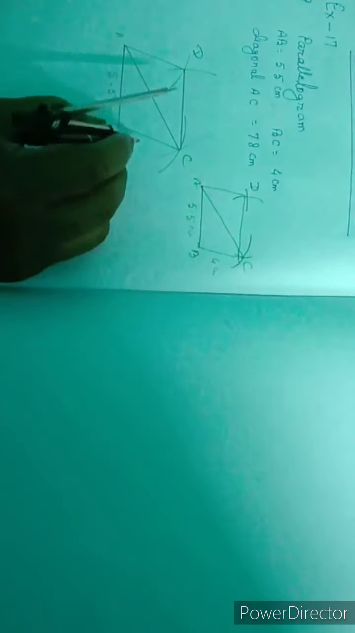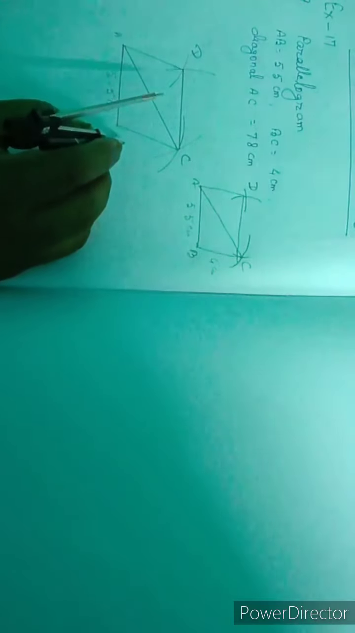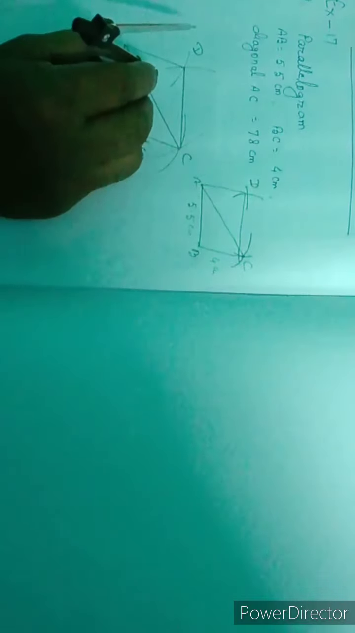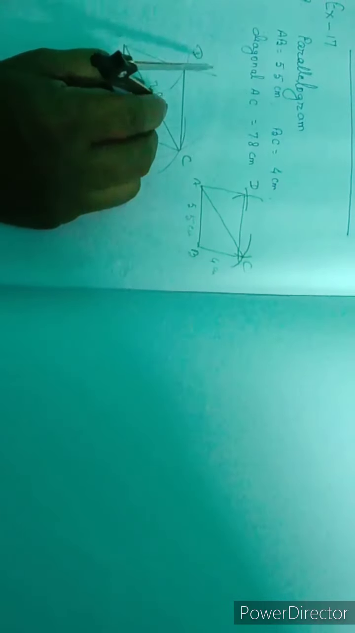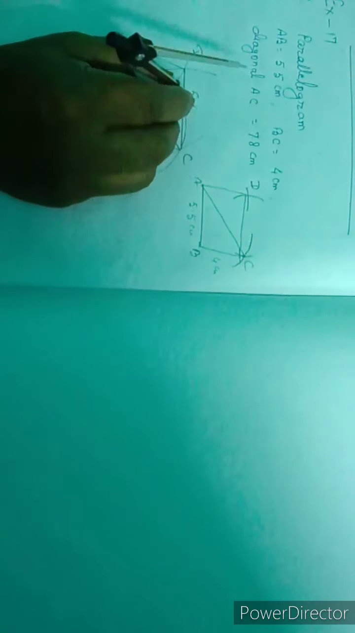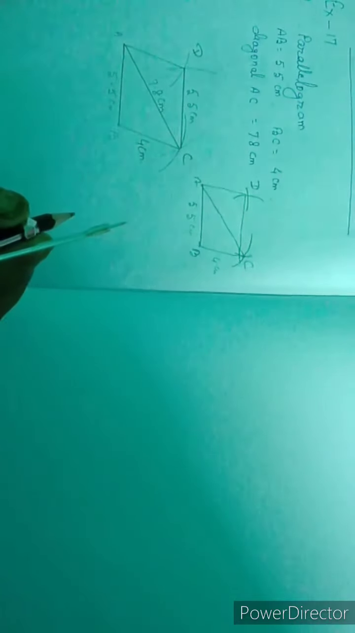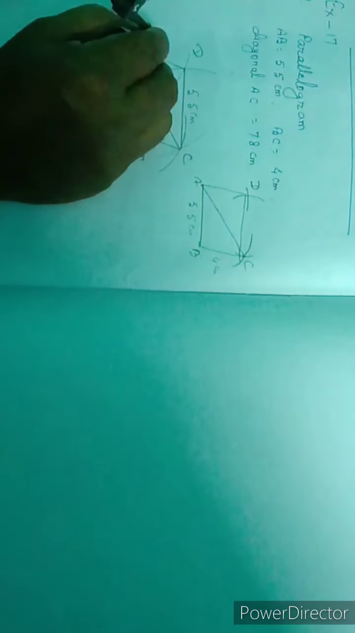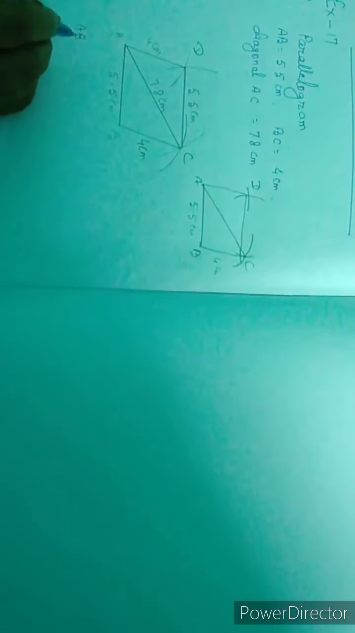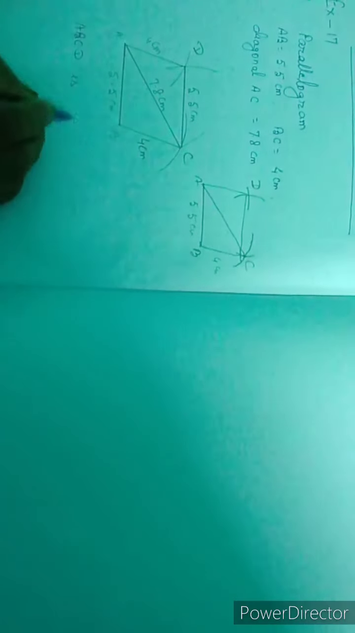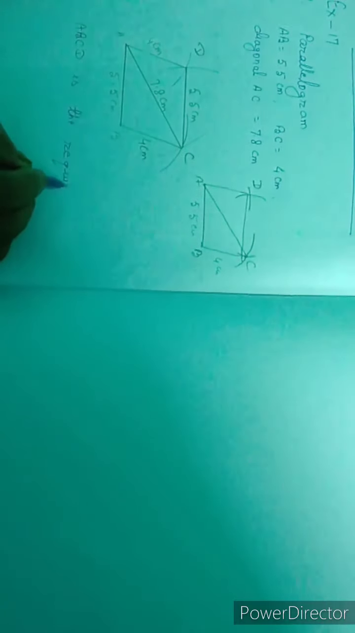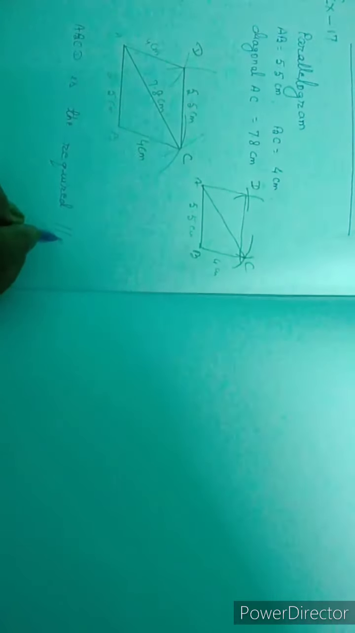Write the measurement of all the sides. AB is 5.5 centimeter, BC became 4 centimeter, and diagonal AC is 7.8 centimeter. CD is the opposite side of AB, so this will also be 5.5 centimeter, and AD is the opposite side of BC, so this will be 4 centimeter. And at the bottom we write, ABCD is the required parallelogram.